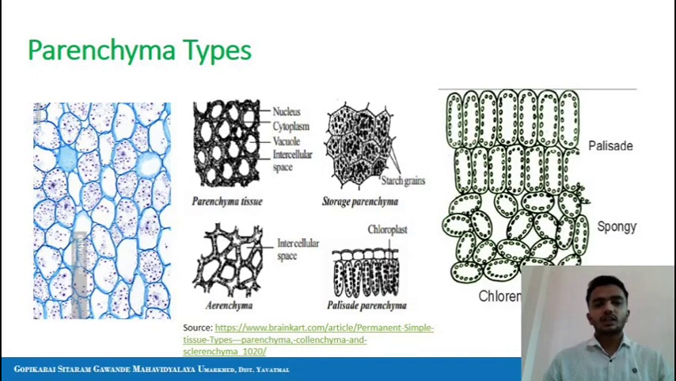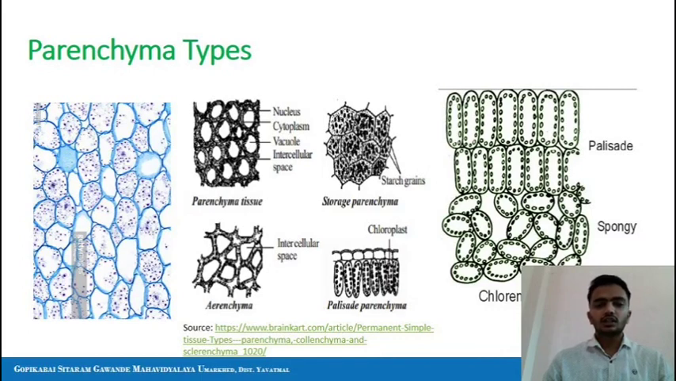Then there are different kinds of Parenchyma depending on the function they perform, such as here you can see Parenchyma, then storage Parenchyma whose function is the storage of food material in the form of starch grains, then Aerenchyma which is commonly found in aquatic plants or hydrophytes, which has large intercellular spaces which gives the buoyancy to this plant or which helps in the floating of plant in aquatic condition.